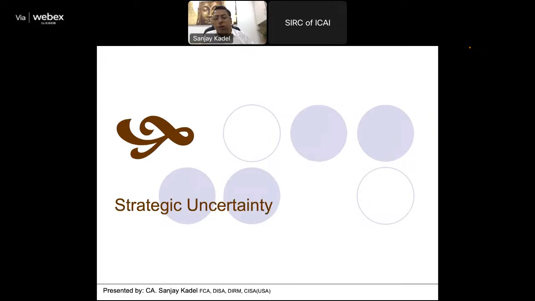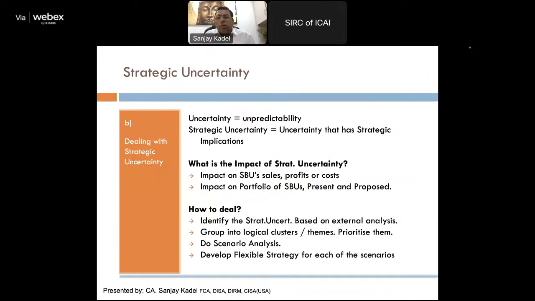Okay, this is an interesting concept: strategic uncertainty. First of all, what is the meaning of uncertainty? Uncertainty means unpredictability, and when that unpredictability is of an important or crucial concern, which is critical for your organization, then such uncertainty becomes strategic uncertainty. So when you have some strategic uncertainties, how will you deal with them? You will have to first identify what all the strategic uncertainties are, based on external analysis. You will have to find them out.